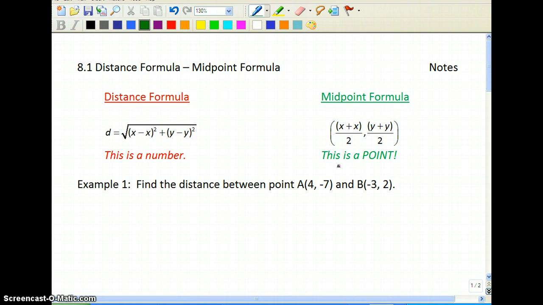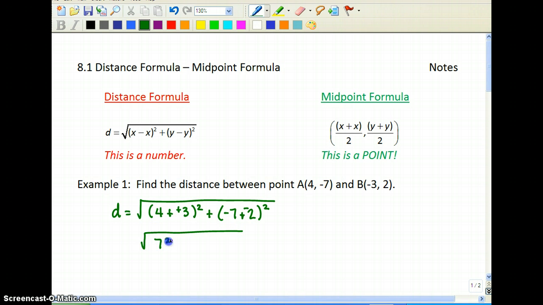All right, so some basic examples. The distance between a point A and point B. So we go distance is equal to the square root of x minus x. So 4 minus -3 squared plus -7 minus 2 squared. So if you do the 4 first in this parenthesis, you have to use the -7 first in this parenthesis. Change those to positives and plus negative. So that's the square root of 7 squared plus -9 squared.